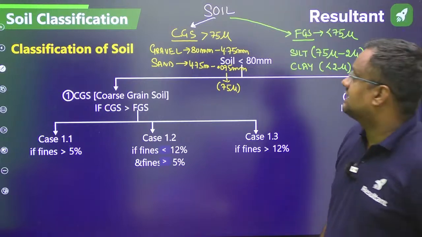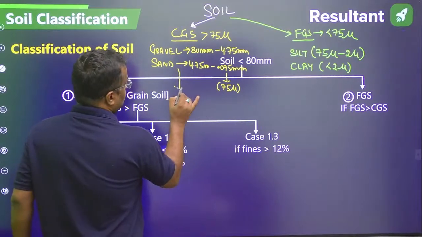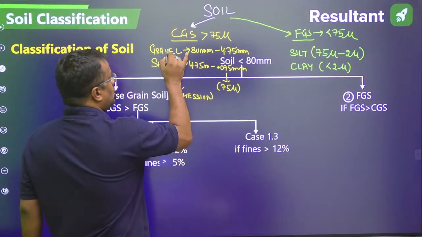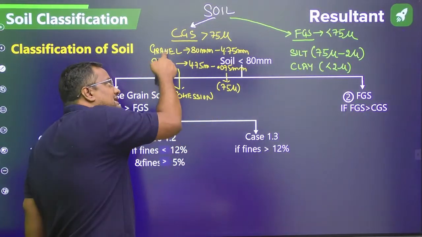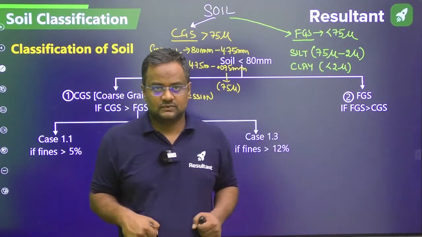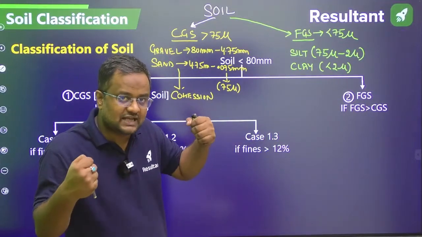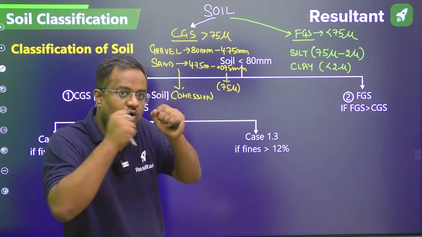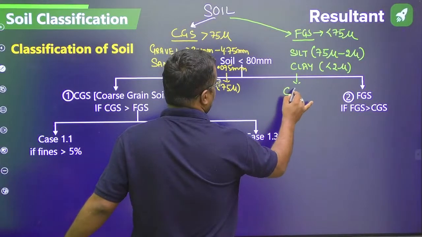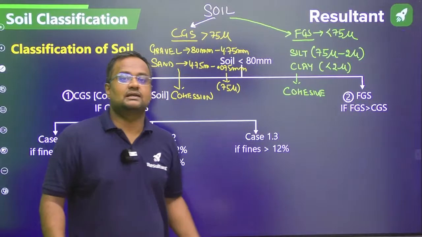Yes, correct. But there are some other characteristics. In coarse grain soil, the particles are cohesionless. Two particles of gravel, two particles of sand, or one particle of gravel and one particle of sand are not attracted towards each other. There is no charge distribution, so there is no bonding. But in fine grain soil, there is bonding. These are cohesive soils, because charge is separated such that there is attraction between the particles.